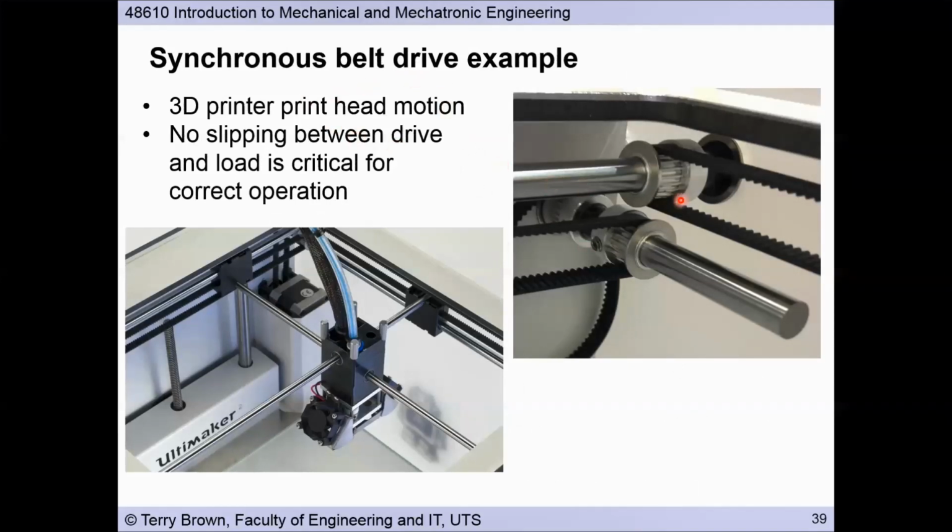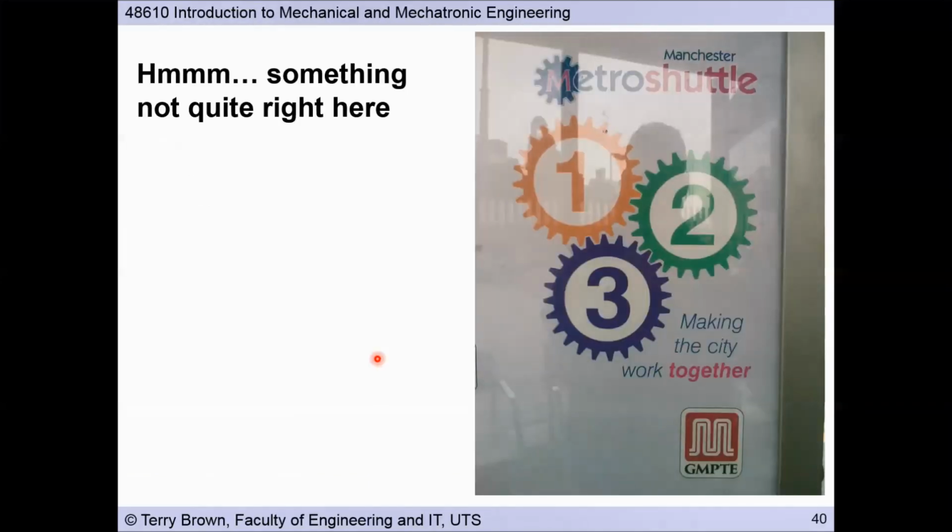Synchronous belt drive example in a 3D printer. Okay, so this toothed belt here and tooth pulley drives the print head along these linear guides here. So in this application, we want to make sure that the print head is exactly where we think it is. Okay, so we can't have any slipping, or we're not going to get our 3D print model printed how we want it to be printed. And lastly, you should know by now from our understanding of gears that there's something not quite right here.